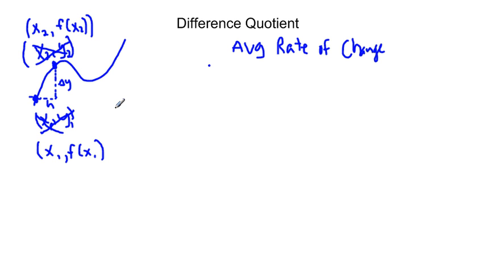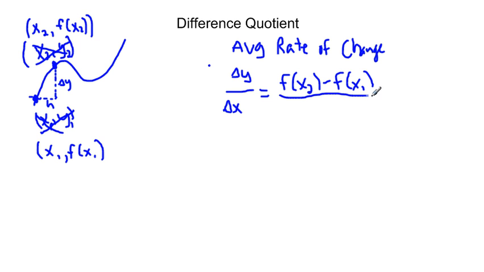The average rate of change is going to be the change in y over the change in x, like we saw earlier. Change in y over change in x. And the change in y is going to be f of x2 minus f of x1, over x2 minus x1.